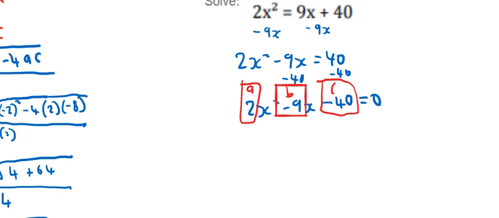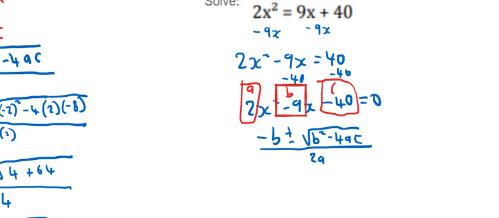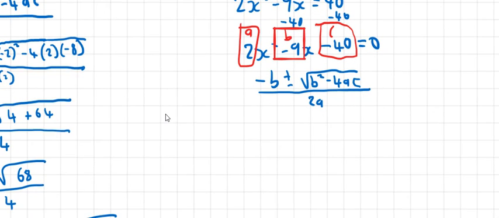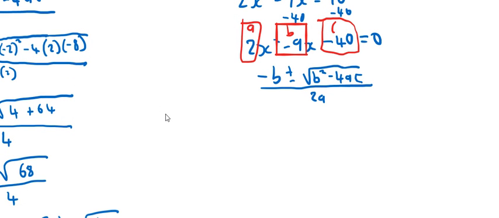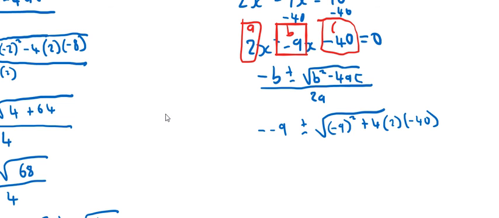So my formula is minus b plus or minus square root of b squared minus 4ac all over 2a. Then I can start just putting them in again. Now I have to do minus b here, so b is minus 9, so it's minus minus 9, plus or minus the square root of b squared will be minus 9 squared, plus 4 is just 4, a is 2, and c is minus 40. And that's all over 2 times 2.